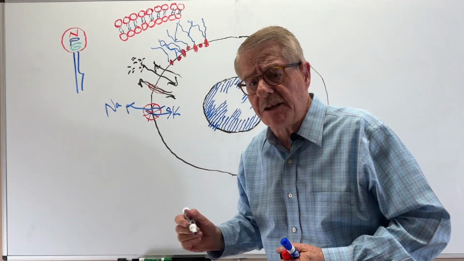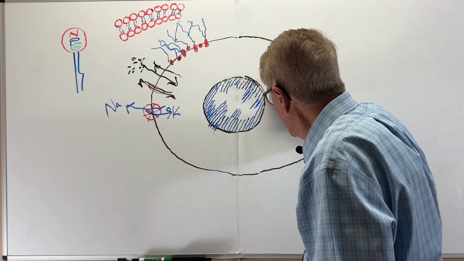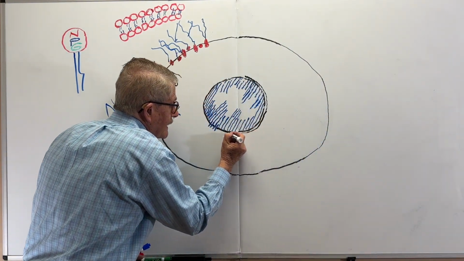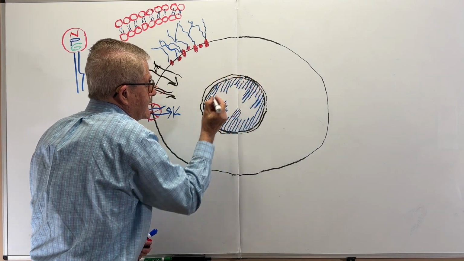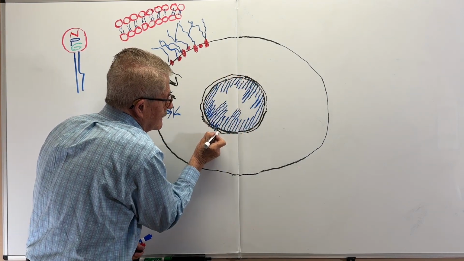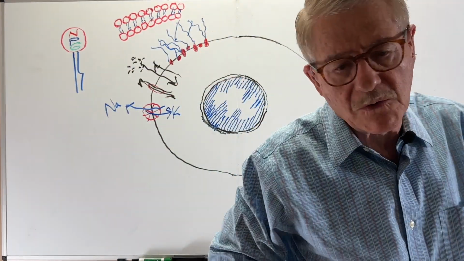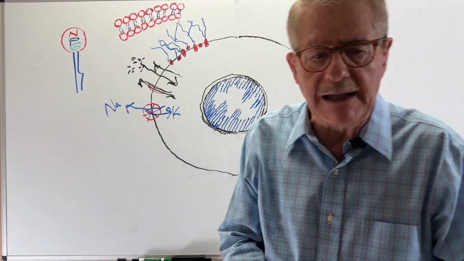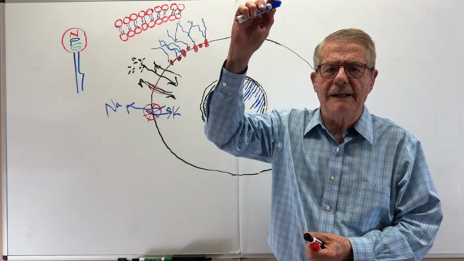If you said yes, you're right. You need another membrane. The nucleus has two membranes, two complete membranes. Now, is there any difference between the inner membrane and the outer membrane? Raise your hand. No. Okay.